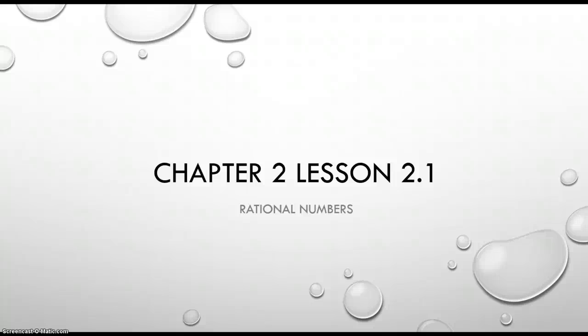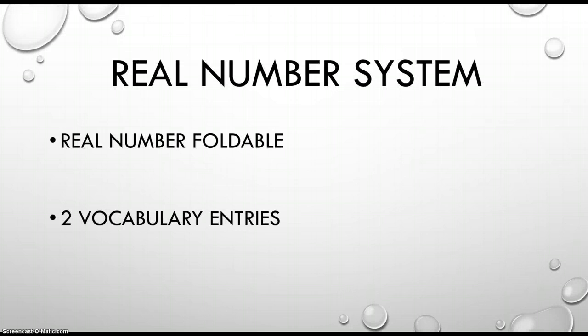Okay, this is the first PowerPoint for Chapter 2. This is Lesson 2.1 on rational numbers. During class, we made two foldables. We made the real number foldable, which helps us categorize numbers. And then we also did the two vocabulary entries, which were terminating decimals and repeating decimals.